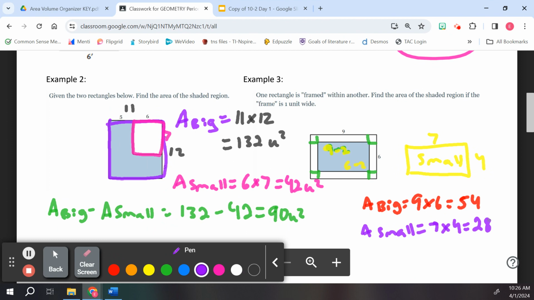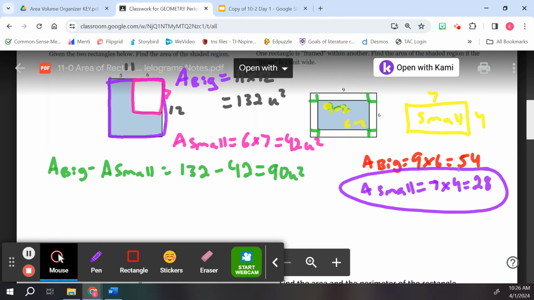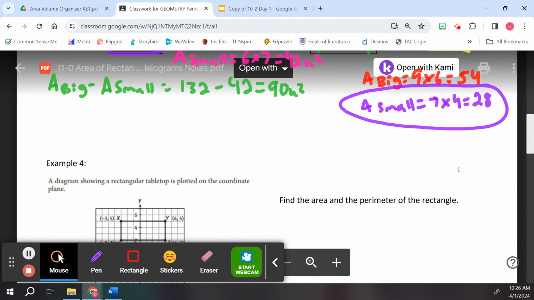Now here's my question. Did I really need to even find the area of the big one? Because it's the area of the shaded region. So did I have to do it that way? No. After looking at this a little more closely, all I needed was this part. But it's not a bad idea to have more practice. Questions? Okay.